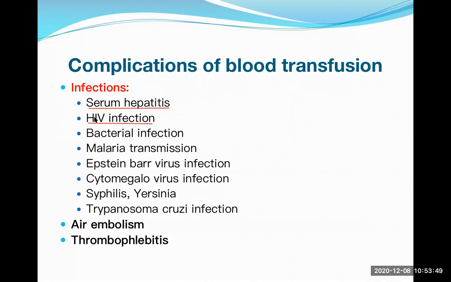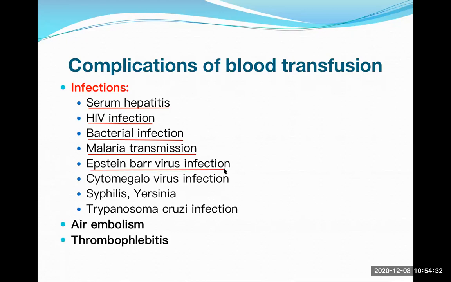There are different incidents which have occurred all over the world where people got HIV without proper screening of the blood. Bacterial infection is quite common because of contamination. Malaria transmission. What is the causative agent of malaria? Plasmodium falciparum. Very good. There are five species of Plasmodium: Plasmodium falciparum, Plasmodium vivax, Plasmodium ovale, Plasmodium malariae, and Plasmodium knowlesi. Among them, Plasmodium falciparum is the most severe one.